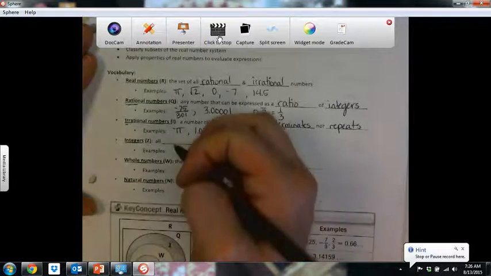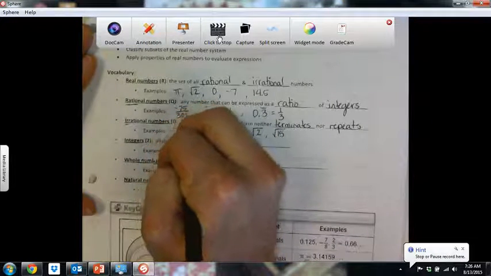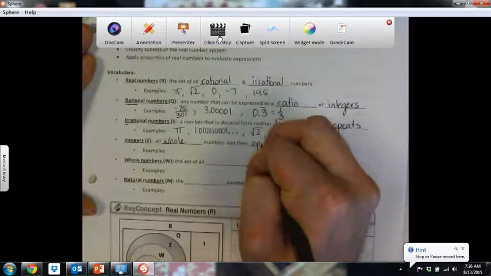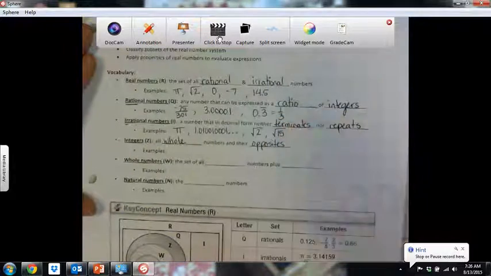Integers are whole numbers and their opposites.